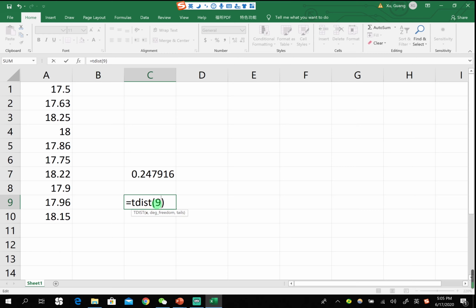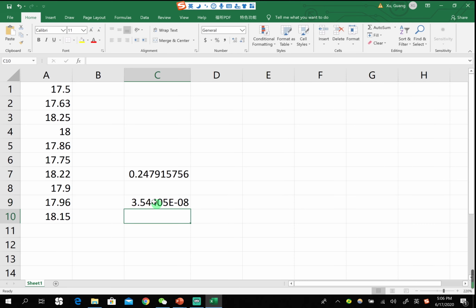That's 9.132. The second parameter is the degree of freedom. It's 10 plus 10 minus 2. That's 18. And the last parameter is tails, because we only care about whether they are equal or not. It's a two-sided problem, so two-tailed distribution. Enter. It's a very small value, 3.5 times 10 to the negative 8th.